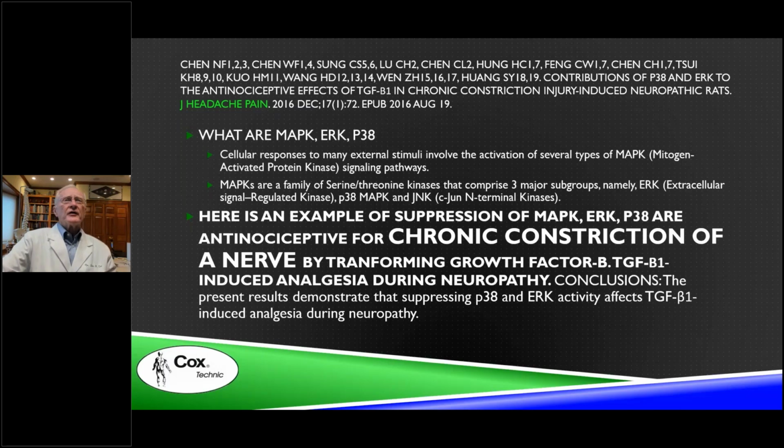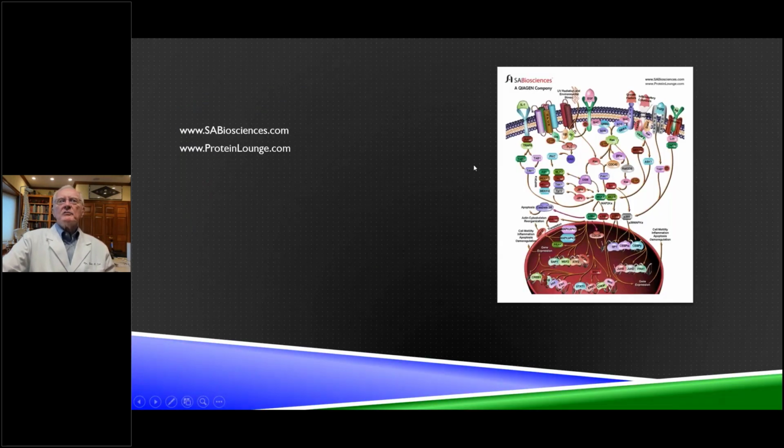That's called immunotherapy. And an example of that is that chronic constriction of a nerve causes greater imbibition of pain into the nerve. And these are called mitogen-activated protein kinases. They're receptors within the cell wall.